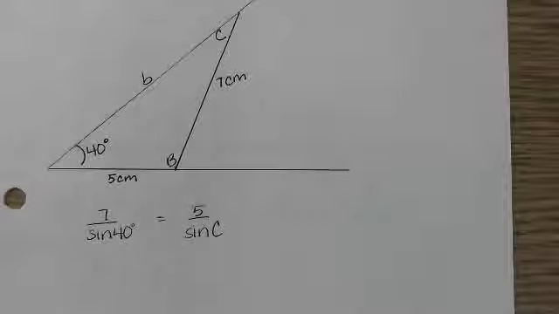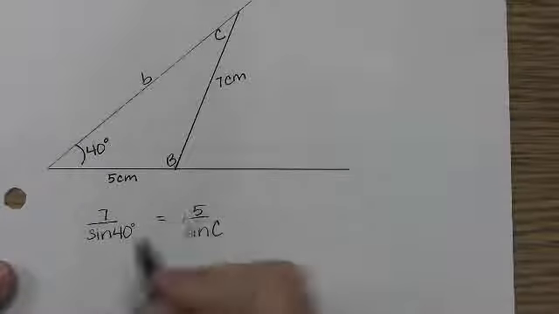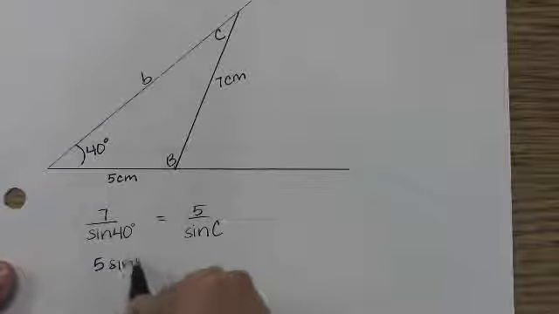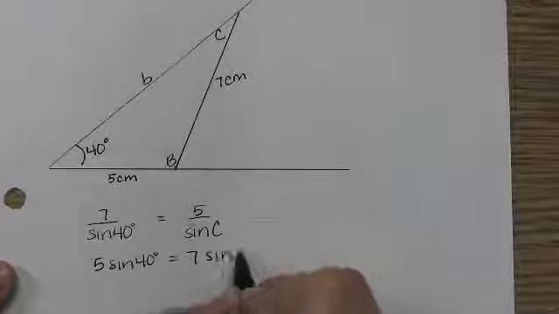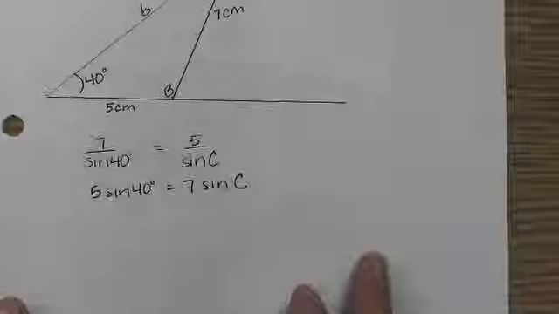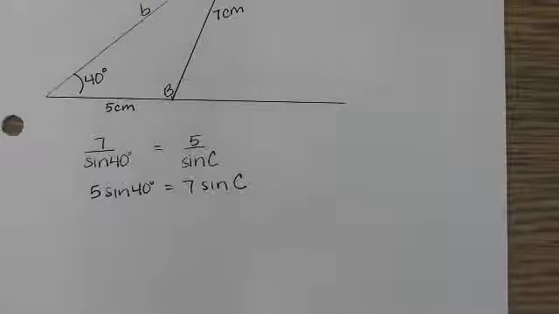Okay, so what do we need to do? Cross multiply. So I've got 5 times sine 40 equals 7 times sine C. And how do we solve for C?